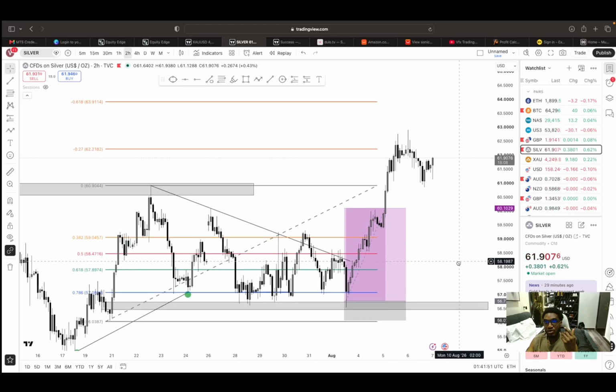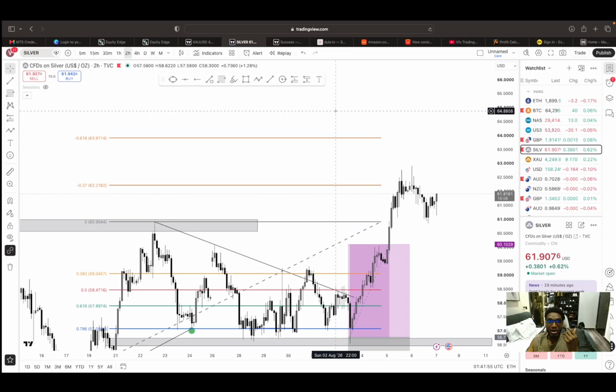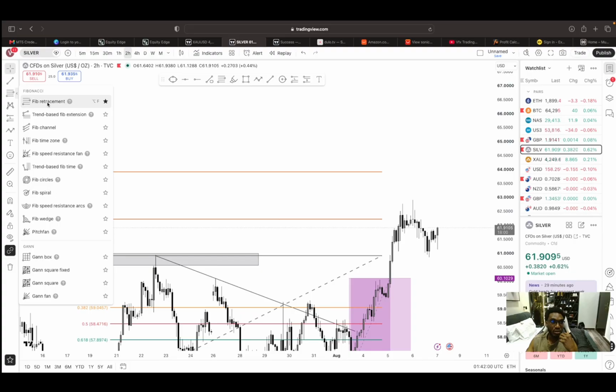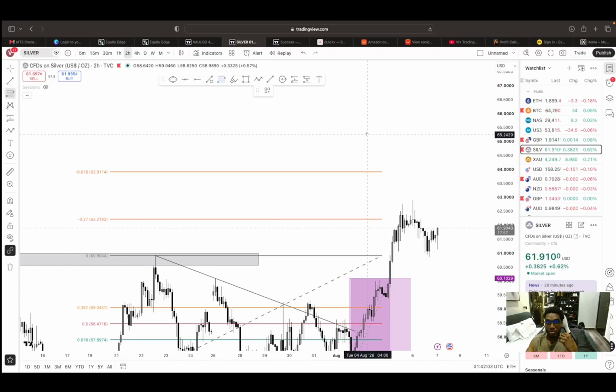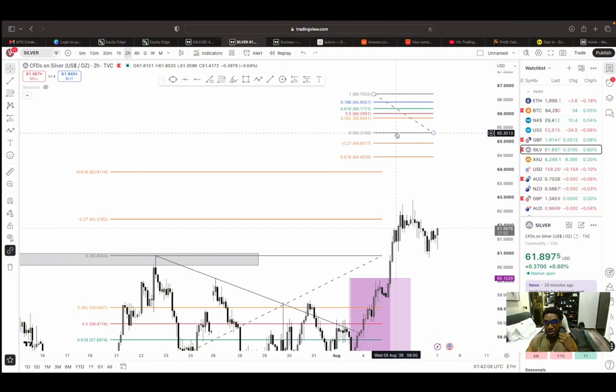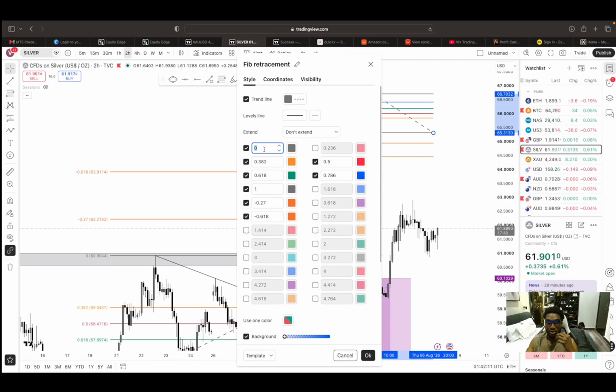So for those of you that don't know how to set the Fibonacci, all you have to do is draw your fib. You want to come here, fib retracement, you click it, you come to your charts, you draw it. Now mind you, you're not going to get this kind of Fibonacci, so you're going to double click, and then to get like my Fibonacci, you have to put in these figures. Here you want to put 0, here you want to put 0.382, 0.618, you want to put 1. Here you want to put minus 0.27, and here you want to put minus 0.618, right? And this one is going to be 0.5, 0.786.